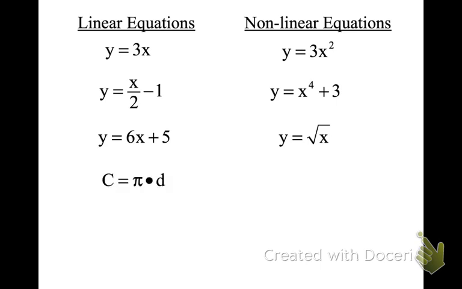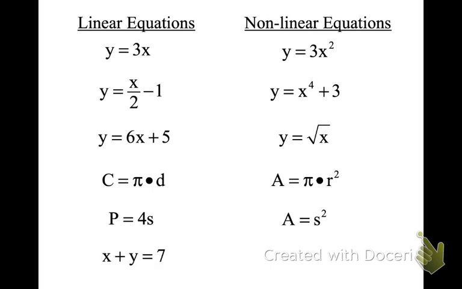Next one. Circumference is a linear function because what's changing, the diameter, is to the first power. But area of a circle is not a linear function. It's a function, just not a linear function, and that's because the radius is squared. Perimeter of a square is linear, but area of a square is not, because side squared is not. S is to the second power.